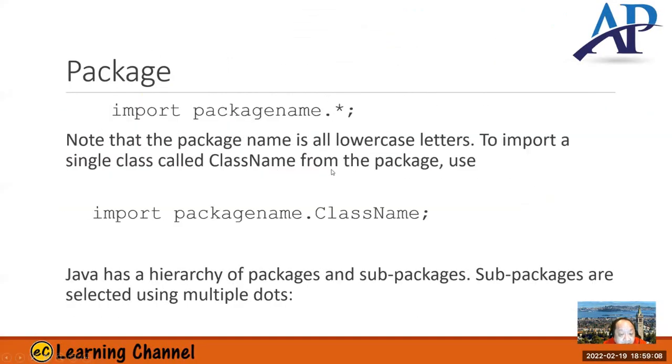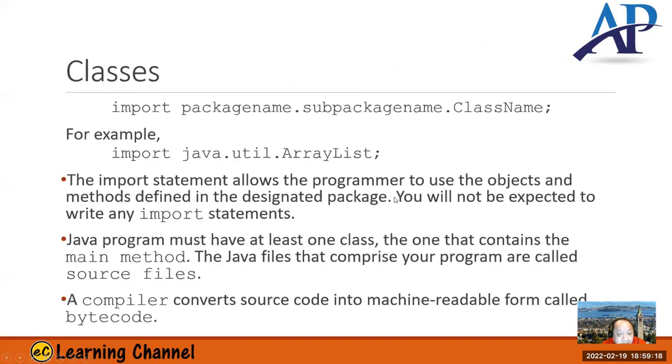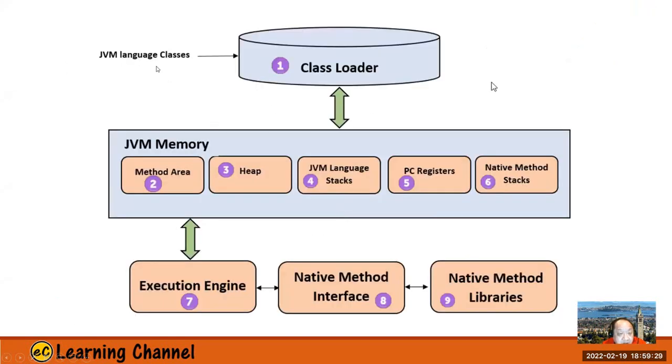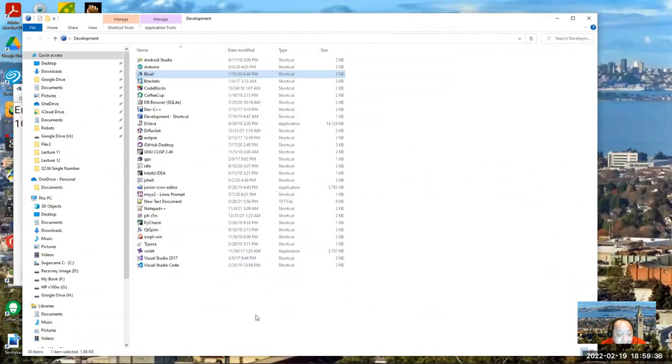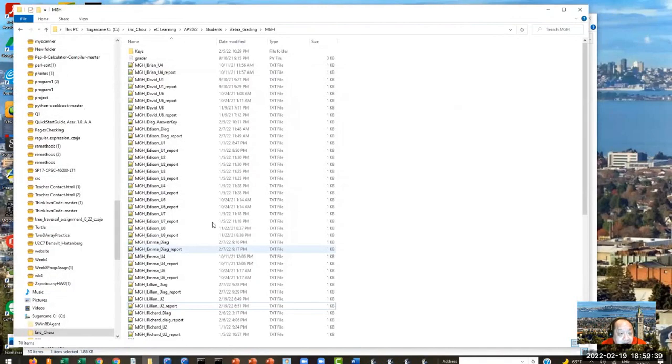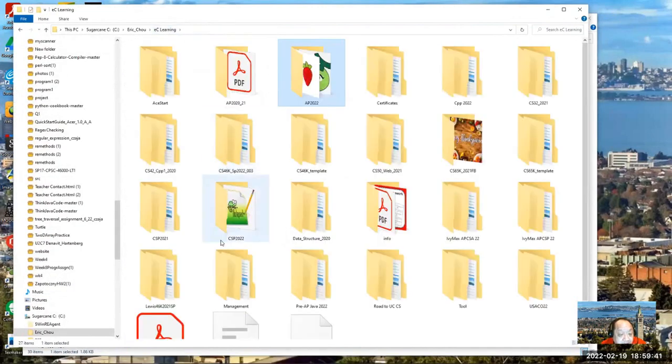So package is like a book, a library. You have a collection of classes, and class is the minimum unit of a program. A program of minimum size should at least be a class. There's no smaller program than that. So for class, you have the compilation flow. Compilation flow, such as here, let's go to the directory.